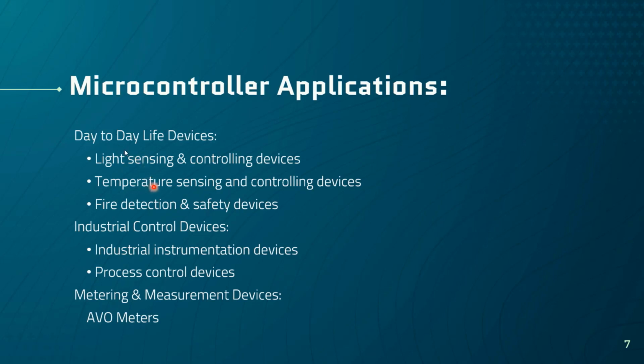Or we can have a temperature sensing and controlling device, fire detection and safety devices, industrial control devices, such as industrial instrumentation, process control devices, and even measuring devices. So any freshman that is going to study electrical engineering is going to use avometers. It's going to use devices that measure the current, voltage, and the resistance of some elements in the circuit. So these devices also employ microcontrollers during the measurement of these values.